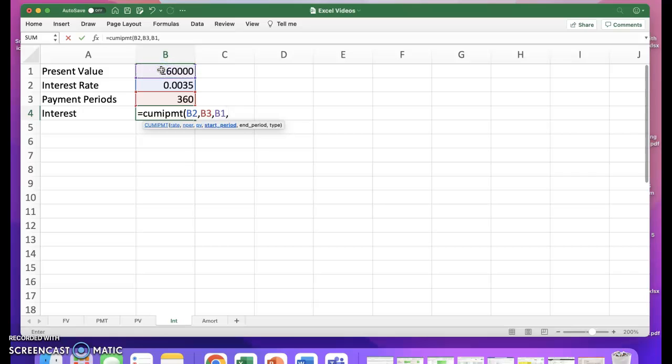Now, the start period. The start period is always 1. Well, it's not always 1. If you're in the middle of your mortgage, you would start at whatever period you're on. But I haven't started yet. So I have period 1. I'm going to make 360 payments. So this is what I was talking about earlier, that if you have a 30-year loan, it's going to be 360. And then because I'm making my payments at the end of the period, so you can see my options, end of the period, beginning of the period, I want to do end of the period, end my parenthesis, and enter.